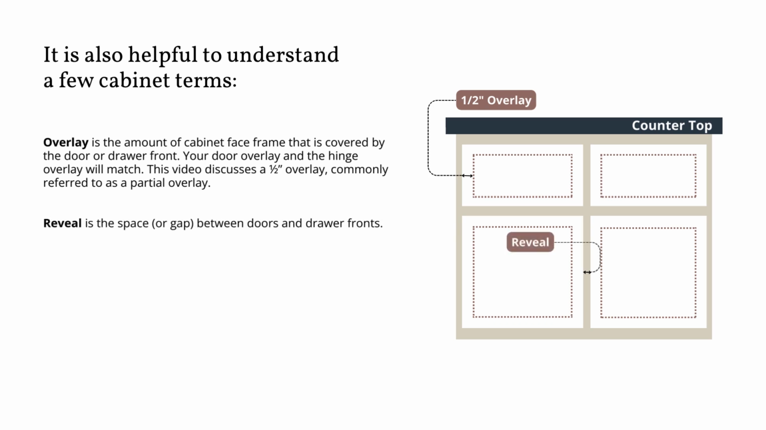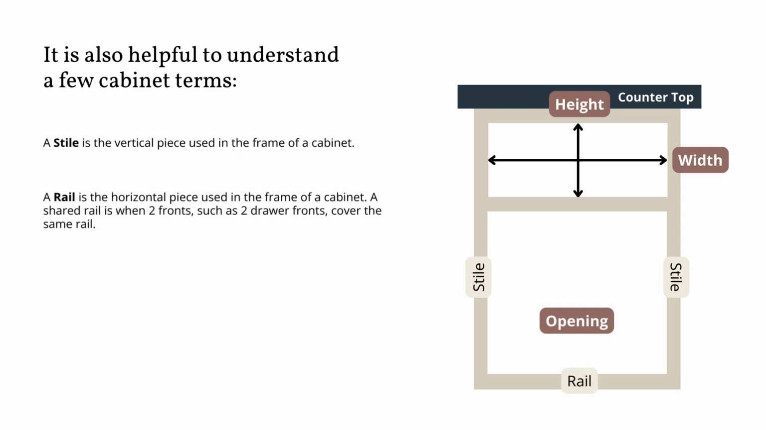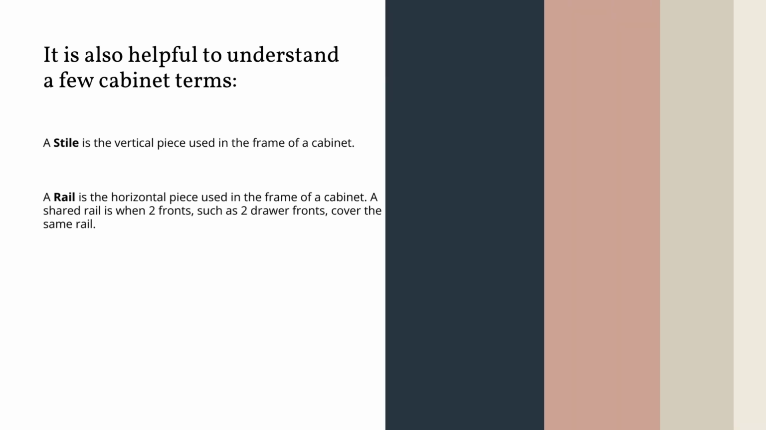Reveal is the space or gap between doors and drawer fronts. A stile is a vertical piece used in the frame of a cabinet. A rail is the horizontal piece used in the frame of a cabinet. A shared rail is when two fronts, such as two drawer fronts, cover the same rail.